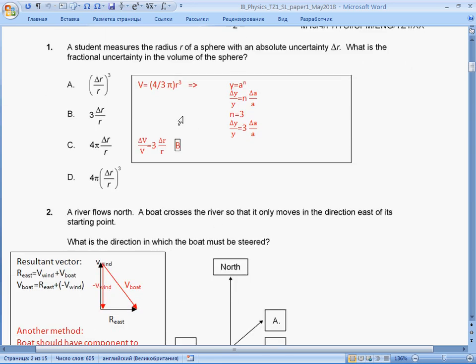Question 1. A student measures the radius r of a sphere with an absolute uncertainty delta r. What is the fractional uncertainty in the volume of the sphere? This is the formula for the volume of the sphere. The analogous formula is in the booklet: if y equals a to the nth power, the fractional uncertainty in y equals n times the fractional uncertainty in a. Here n equals 3, and we change y to V and a to r. So we get this formula, which is B.